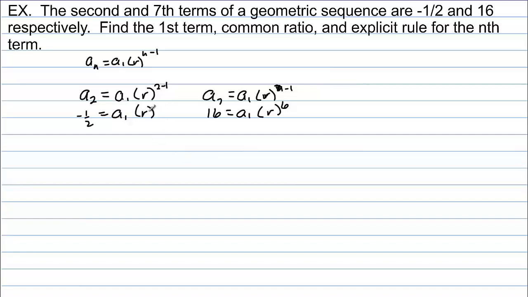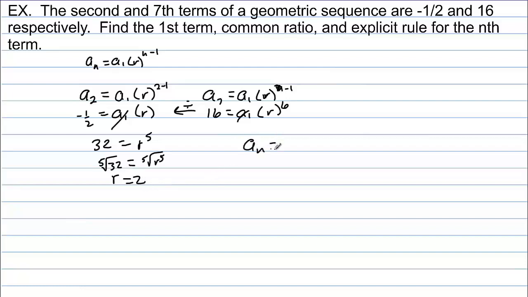If we take this equation divided by this equation, we get 16 divided by negative 1/2, which is actually 32. The a sub 1's cancel out, and r to the 6th divided by r is r to the 5th. So we can take the 5th root of both sides, and we find out that r is 2. The 5th root of 32 is 2.